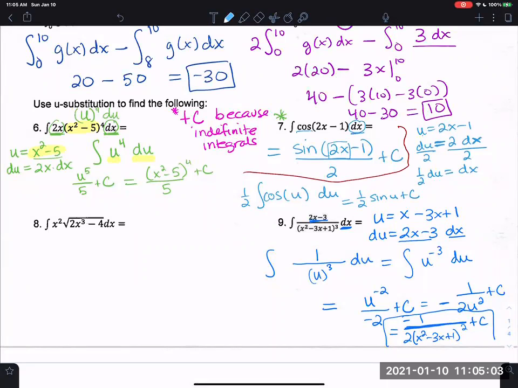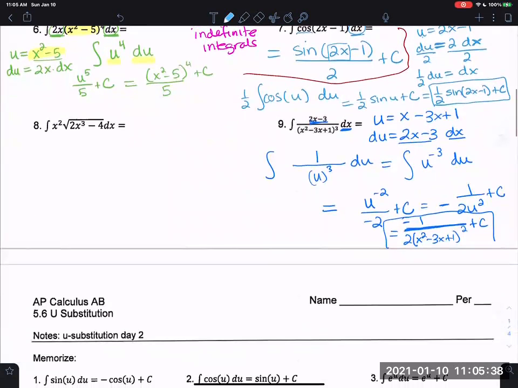Does everybody see how it's going to be the same answer? And we go to 1/2, and this, if I pulled out, right, so we pulled out the 1/2 out front. So 1/2 sine, do my replacement, 2x minus 1 plus c. So you can use substitution or not on that problem.